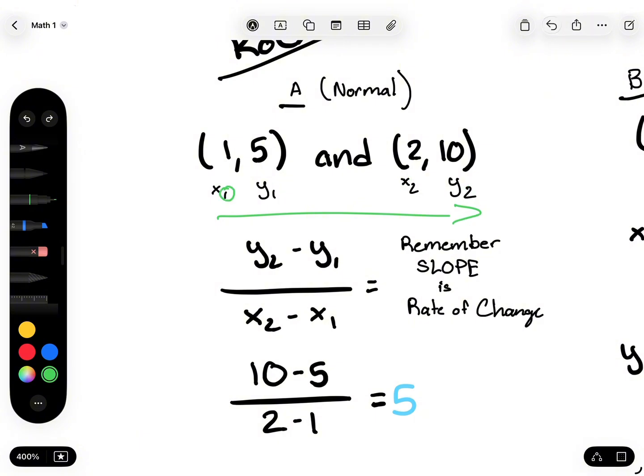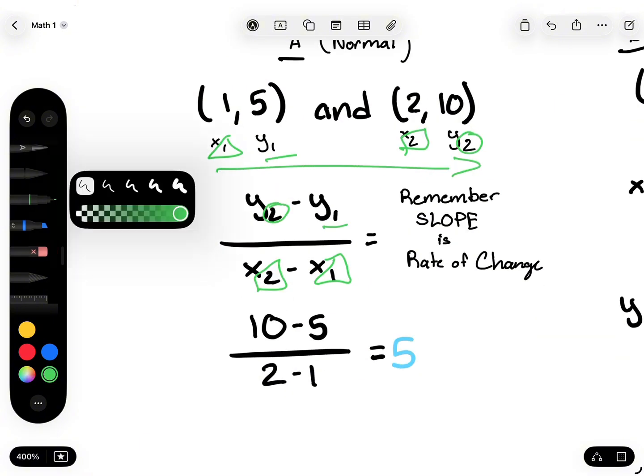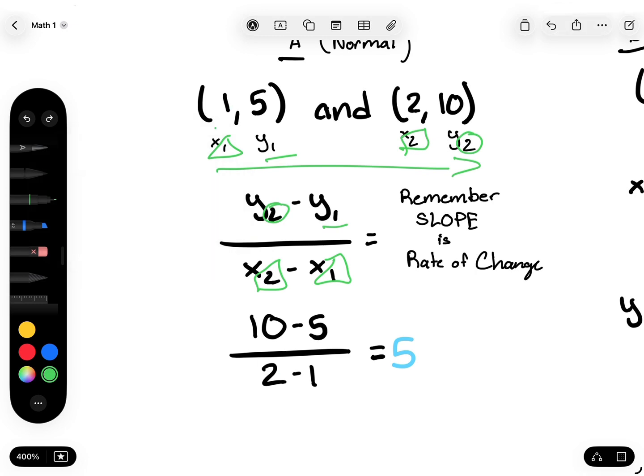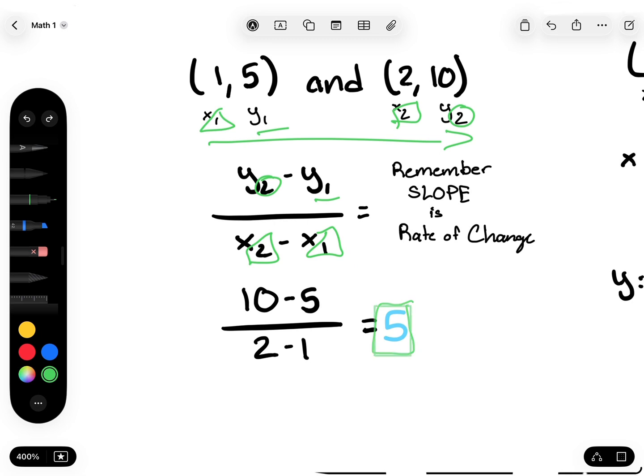Next, we would take those numbers and plug them into our formula, which is y2 minus y1 divided by x2 minus x1. When we plug in each number, 10 for y2, 5 for y1, 2 for x2, and 1 for x1, we would get 10 minus 5, which is 5, divided by 2 minus 1, which is 1. 5 divided by 1 is 5. This should feel very normal and very comfortable. If this does not feel comfortable, I strongly suggest that you understand rate of change before you look at this.